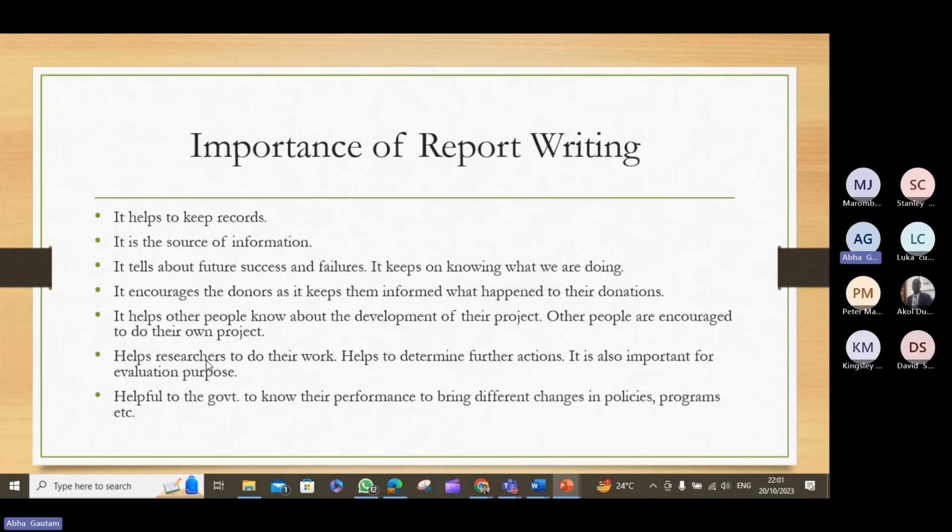It helps researchers to do their work, what actions they can take, and then evaluation, of course, because many factual data are given there. And if I am a government body and want to invest in a public-private partnership, a PPP model, we need to know the performance so that we can work out which policy is better and which is not. So reports help government bodies also.